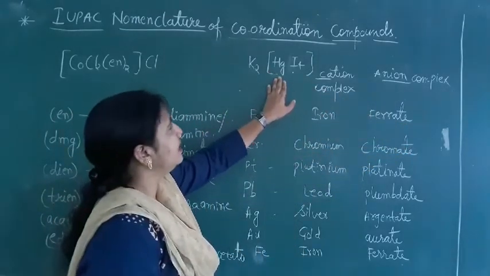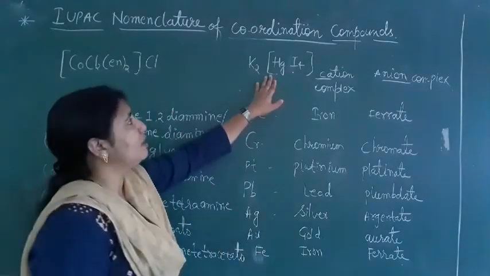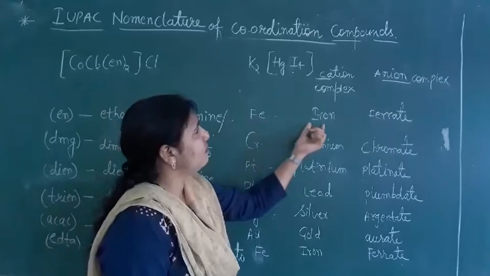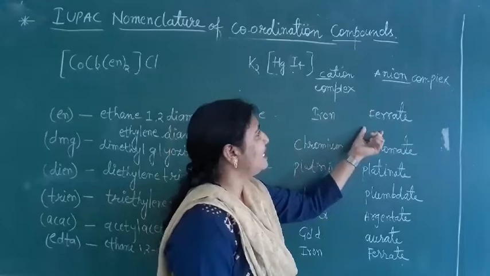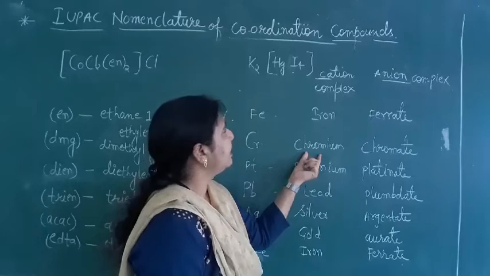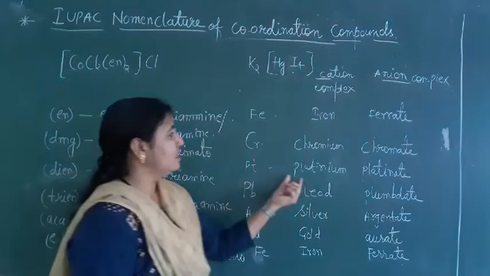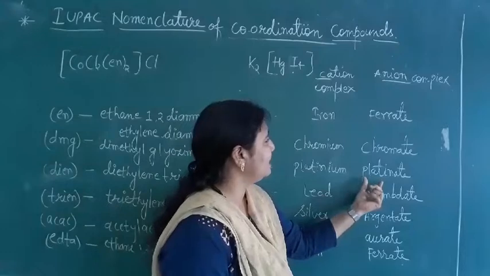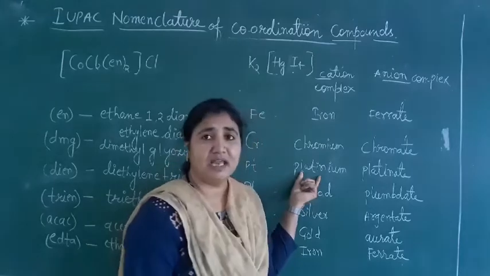For mercury, as in K2HgI4, the name will be mercurate. Similarly, Fe is iron in cationic complexes, the element name as it is. But in anionic complexes, the name will be ferrate. Similarly, for chromium, in cationic complexes chromium only, and in anionic complexes chromate. Platinum, Pt, is platinum in cationic complexes, but in anionic complexes, platinate. We have to add ATE along with the element name.